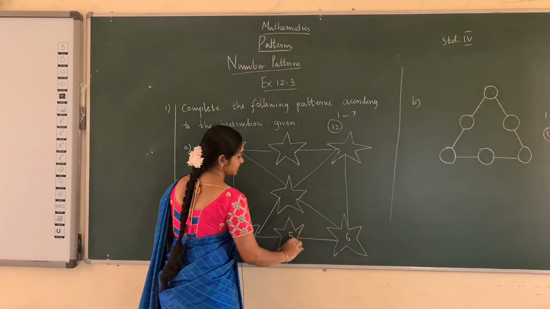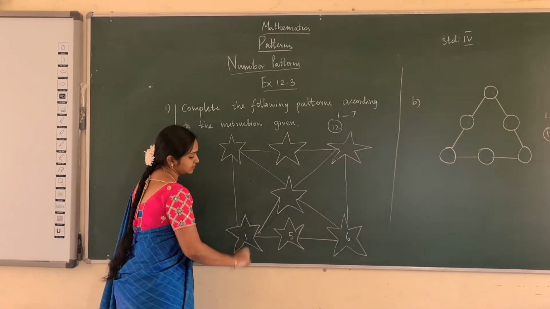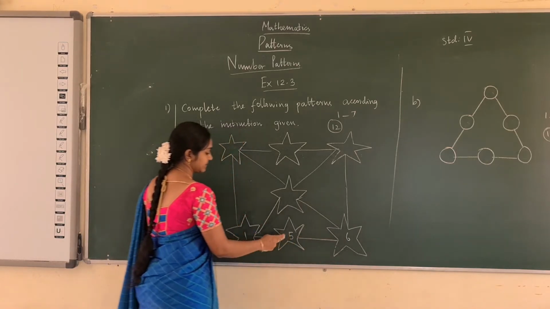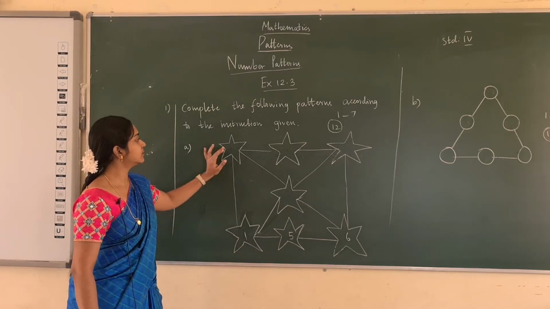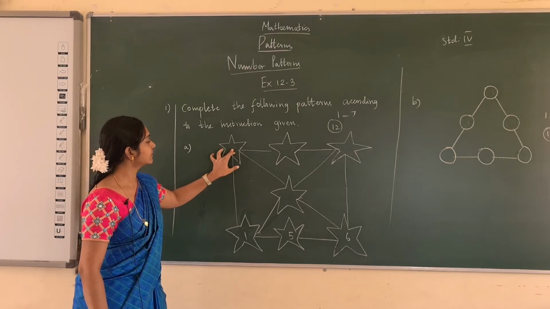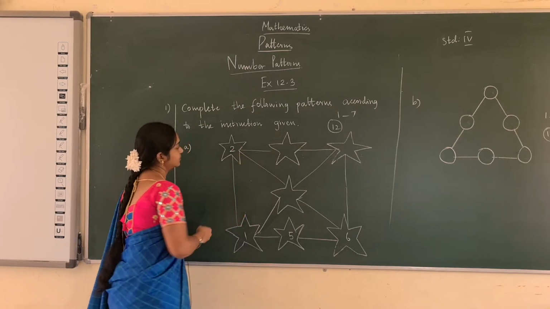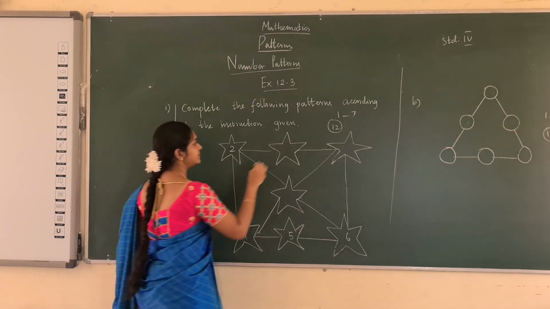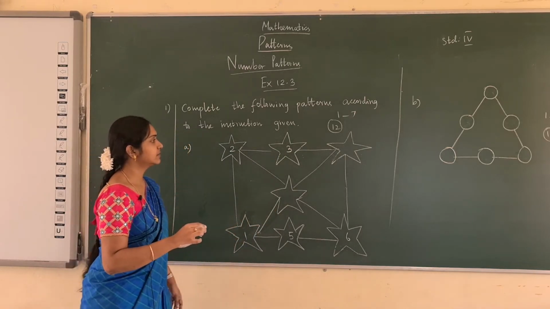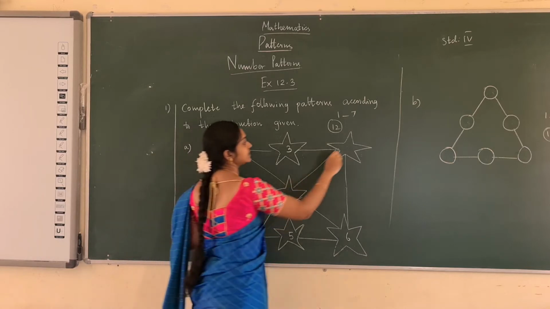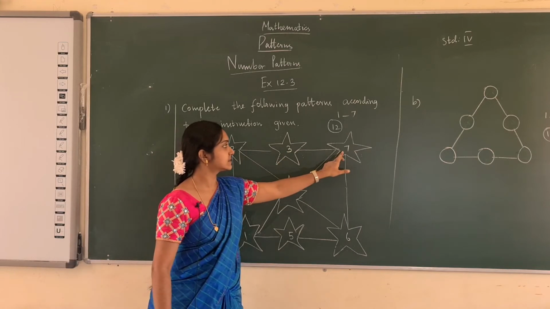Six plus 5 is 11. So, we can write here 1. 6 plus 5 is 11. 11 plus 1 is 12. Now, write here 2. 2 plus 3 is 5. 5 plus 7 is 12. 2 plus 3 is 5. 5 plus 7 is 12.